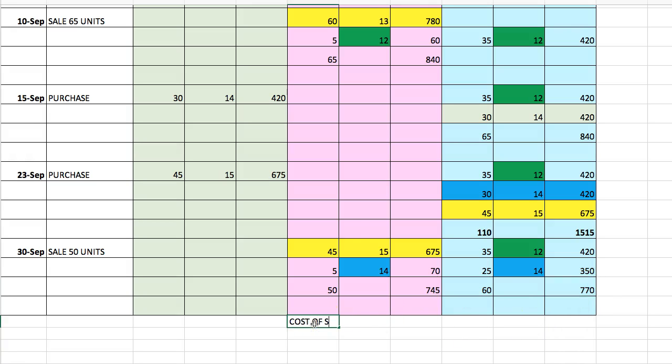So our cost of sales is going to be 840 plus 745, and the ending inventory is going to be this number here, $770. All right, we've finished LIFO. Now I'm going to demonstrate the moving average. So can you get your table ready?